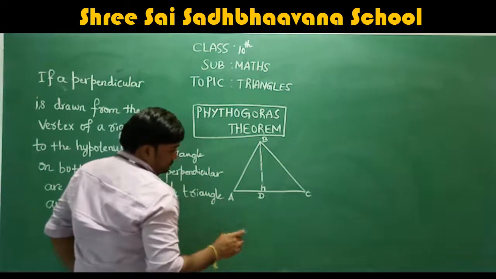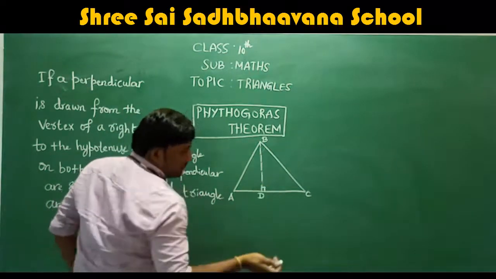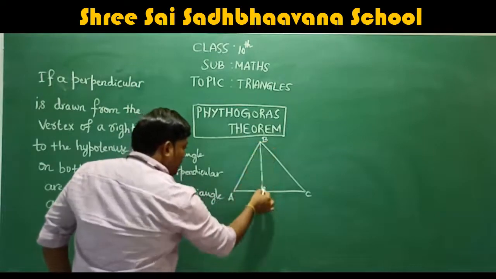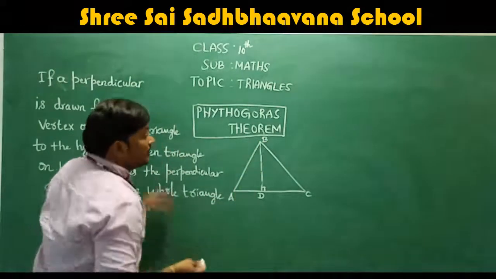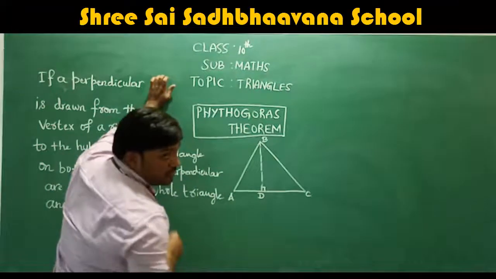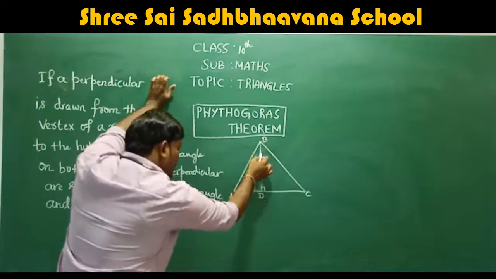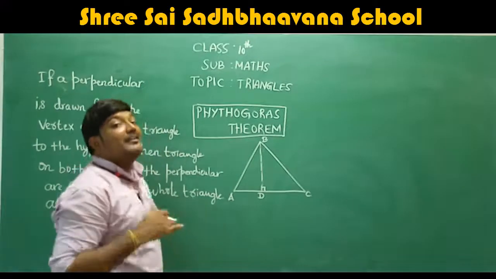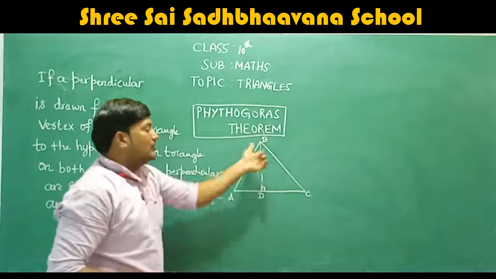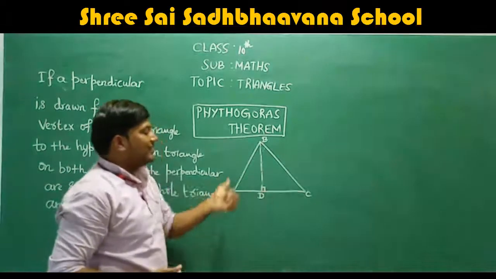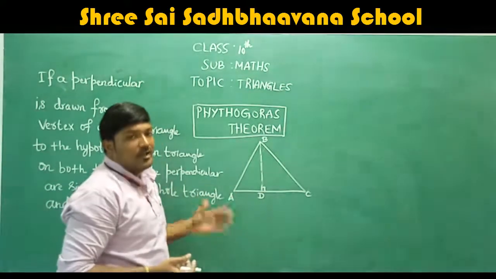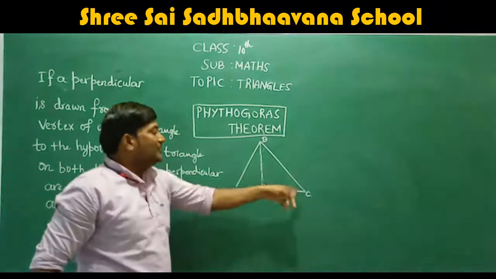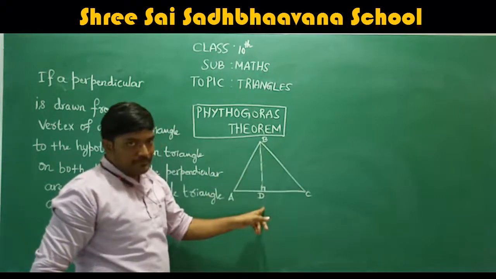This perpendicular means everybody knows it makes 90 degrees. When you draw a perpendicular at one vertex, which is B, always remember, you should draw it from the vertex to the hypotenuse. What is the hypotenuse in a right angle triangle? The longest side is the hypotenuse. Among the three sides AB, BC and AC, AC is the longest side, so AC should be your hypotenuse. So we draw a perpendicular from B to AC.